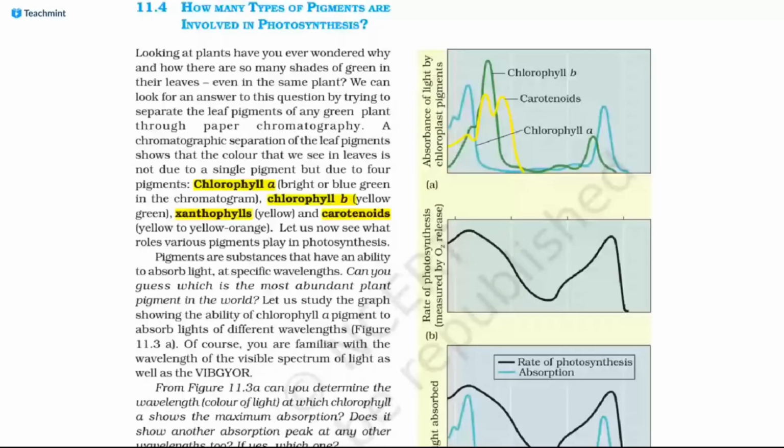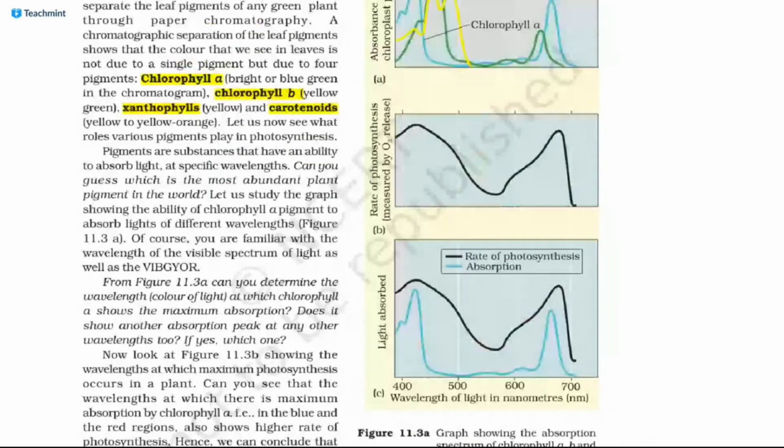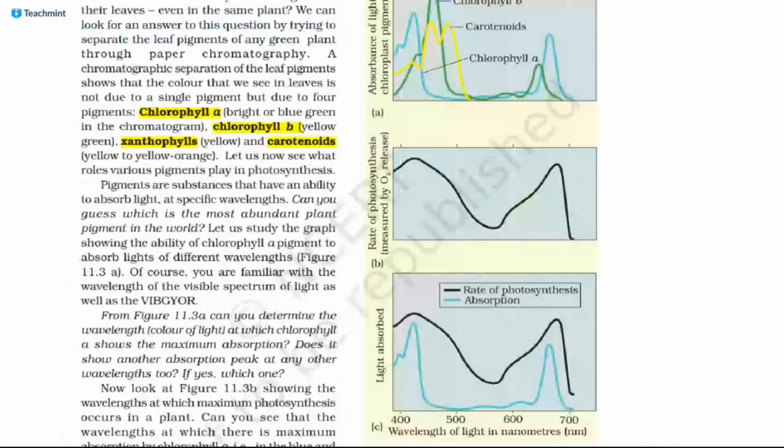Okay. So any doubt from what we have done in the last class? Sir, just one thing, the graph for the rate of photosynthesis, it's only for chlorophyll A, right?